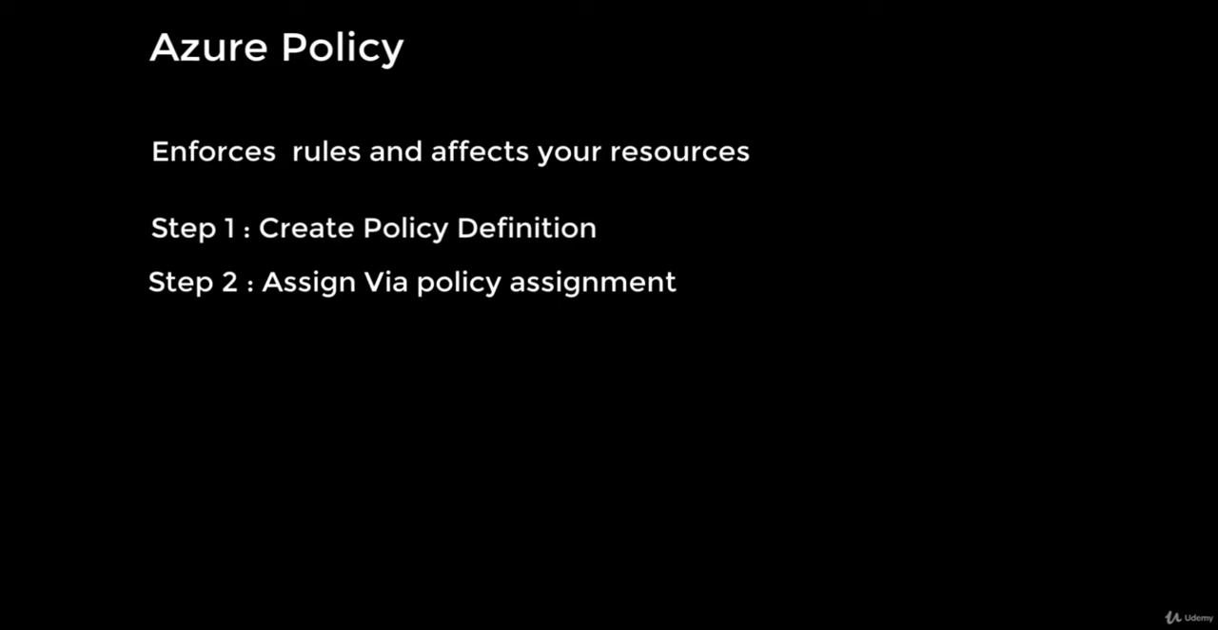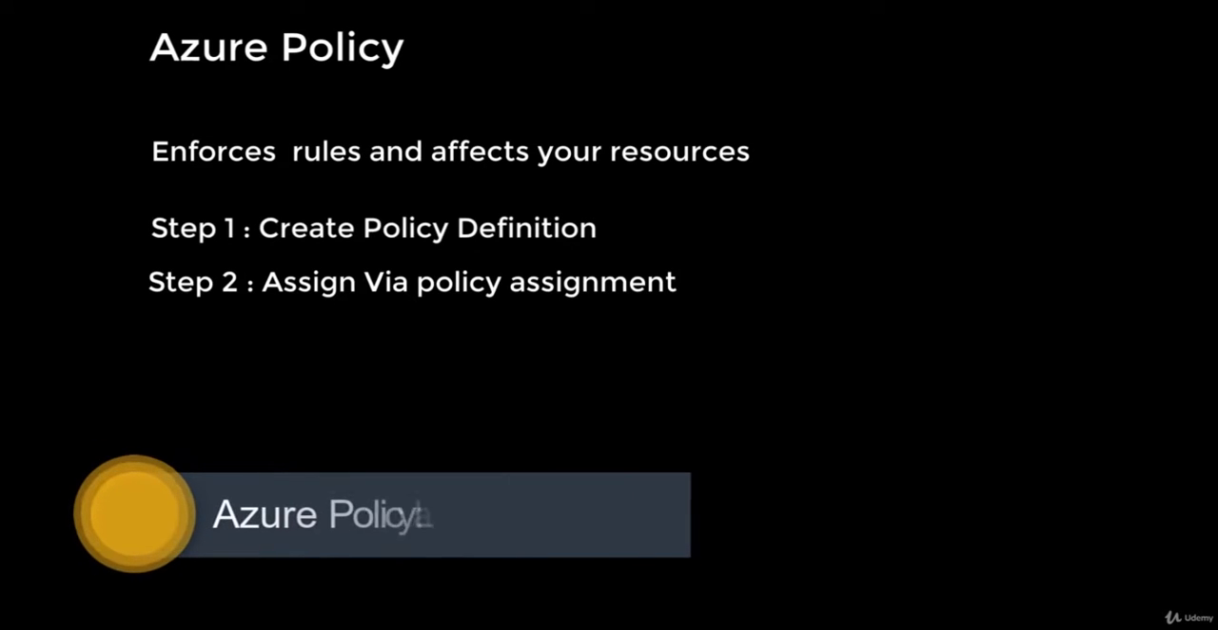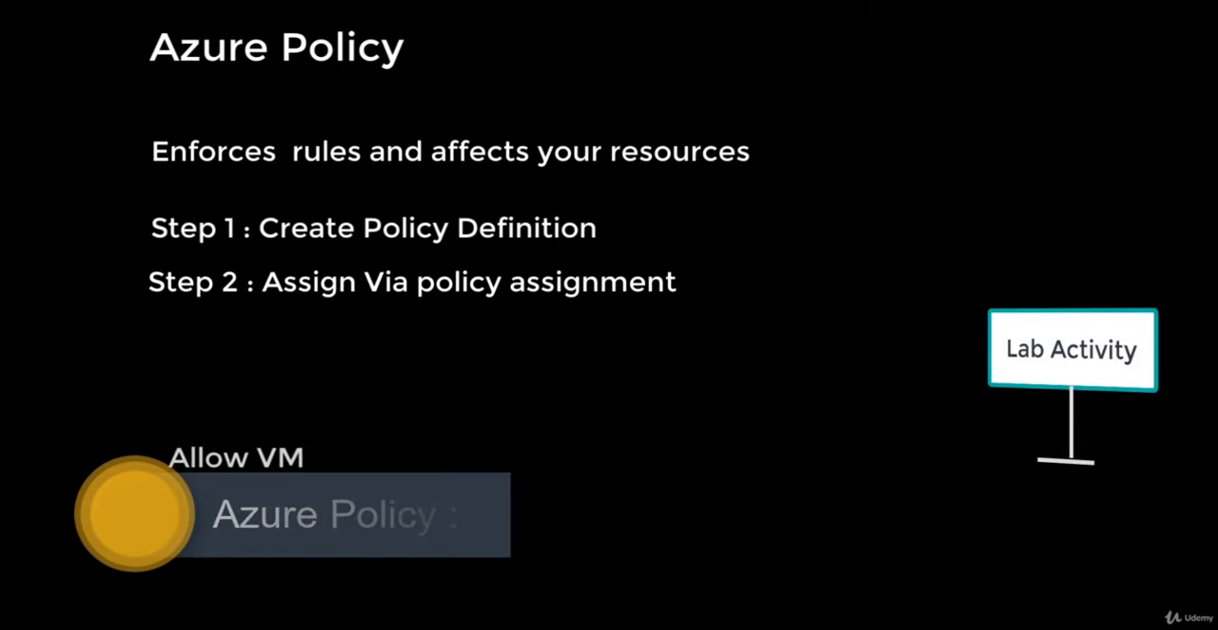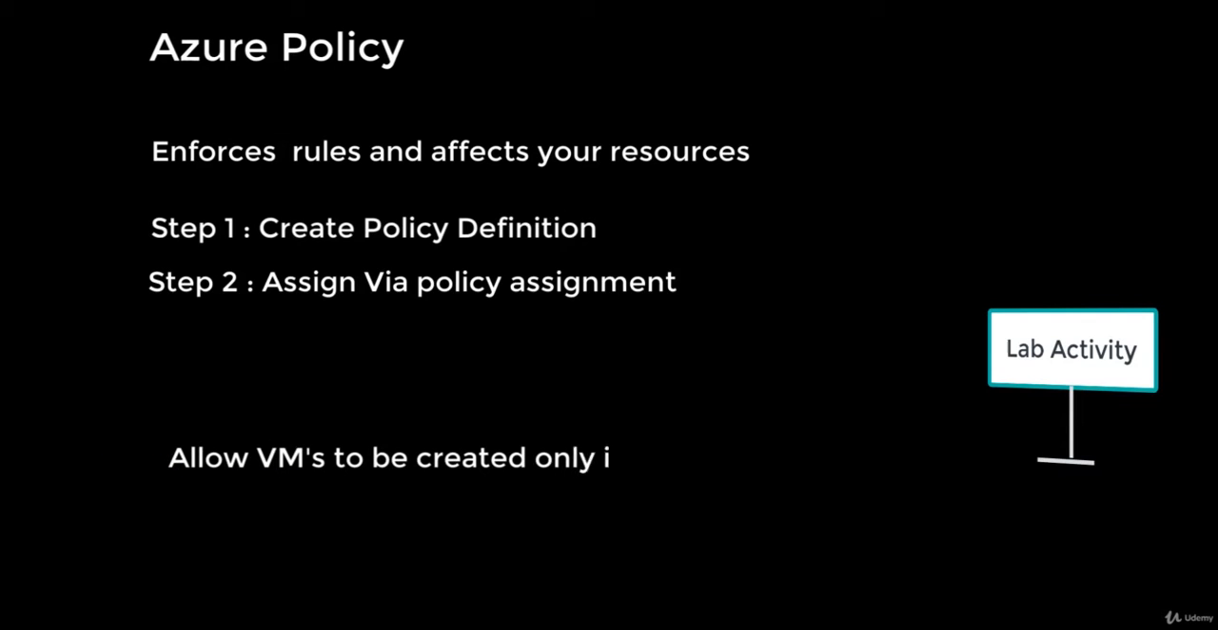Alright, if that's too much to understand and a lot of theory to work on, let's start working on a lab activity. So here's what we're going to do. We'll create a definition so that admins can create a virtual machine, let's say, only in a particular region. Let's choose West Europe as a sample. Once the definition is created, we will assign it as an initiative.